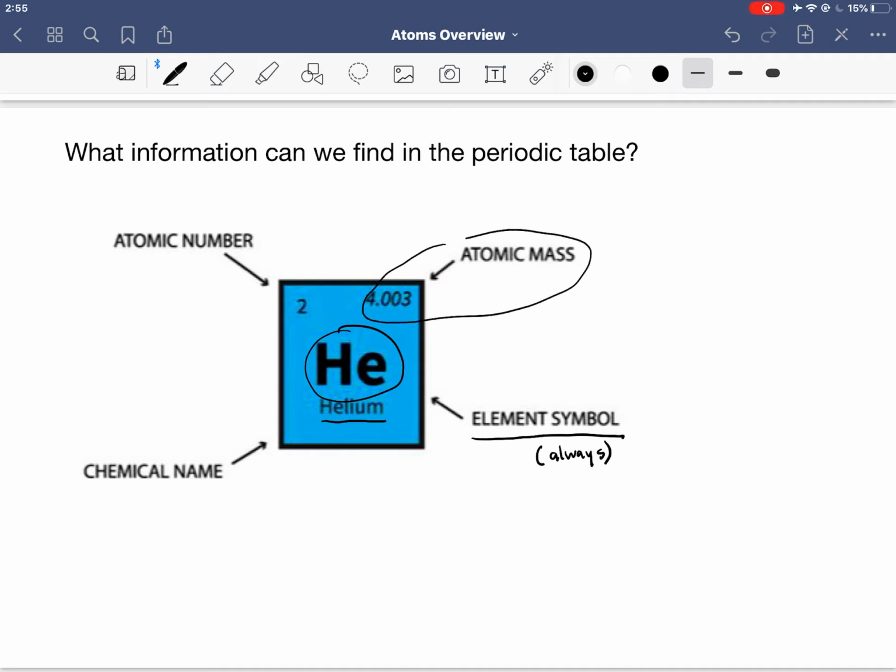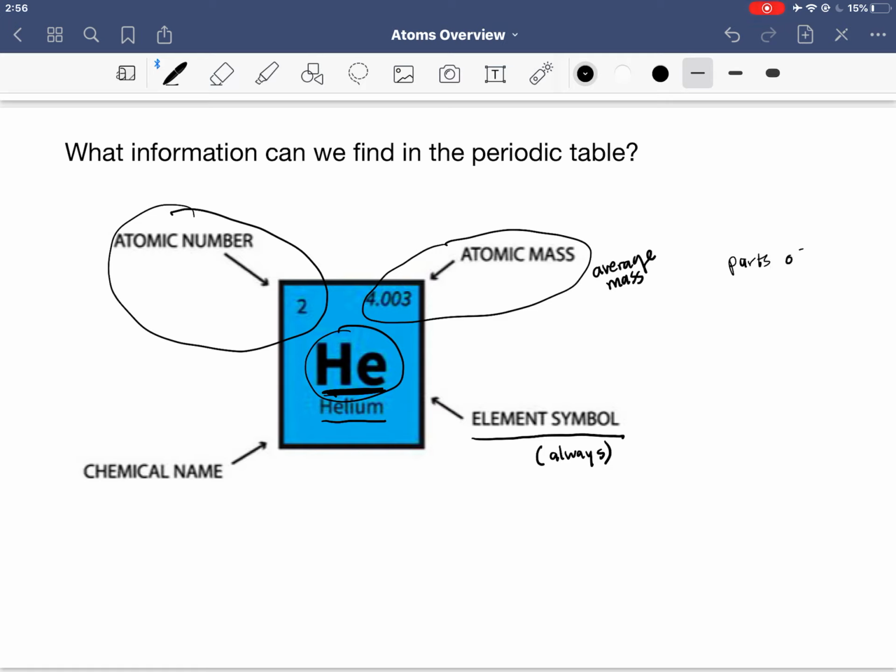Another language would have the word for helium in that language. We have the atomic mass. This is going to be an average mass for all of the atoms of helium, and different heliums can actually have a different mass. So the atomic mass, it's not the mass of one individual atom, it's actually an average mass for all of the heliums that exist in the world. And we also have the atomic number.